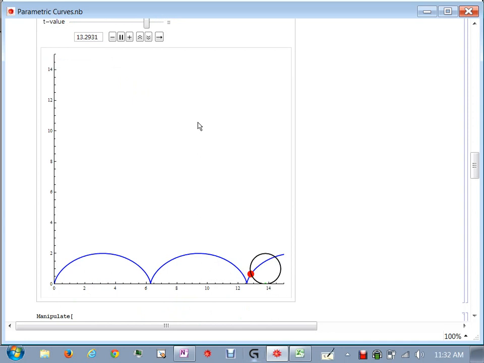Now here's something interesting. A wheel that's rolling. You have a wheel that's turning, you're driving down the road, and you've got a nail stuck in your tire. That red dot is the nail. The blue curve is the path of the nail. So that's what something looks like when it's going around on a tire.